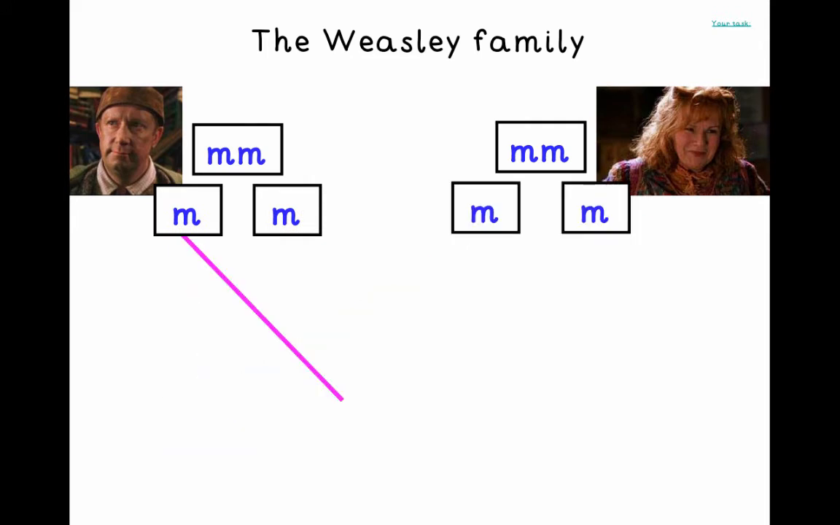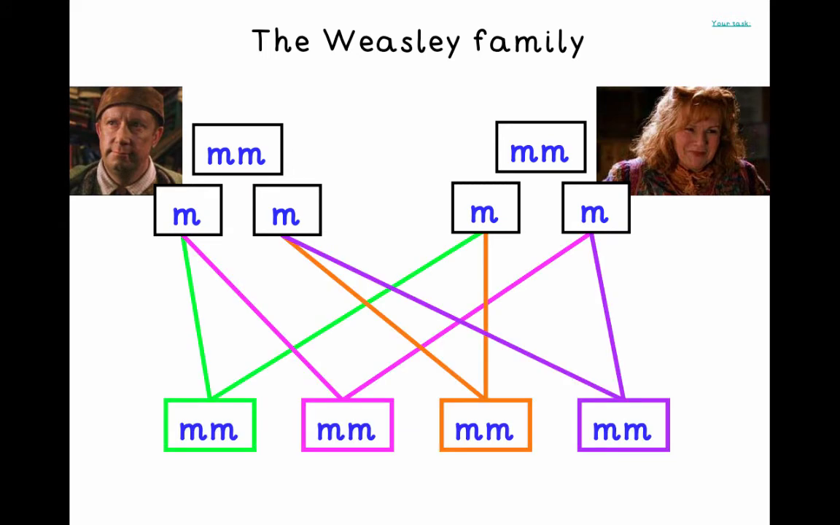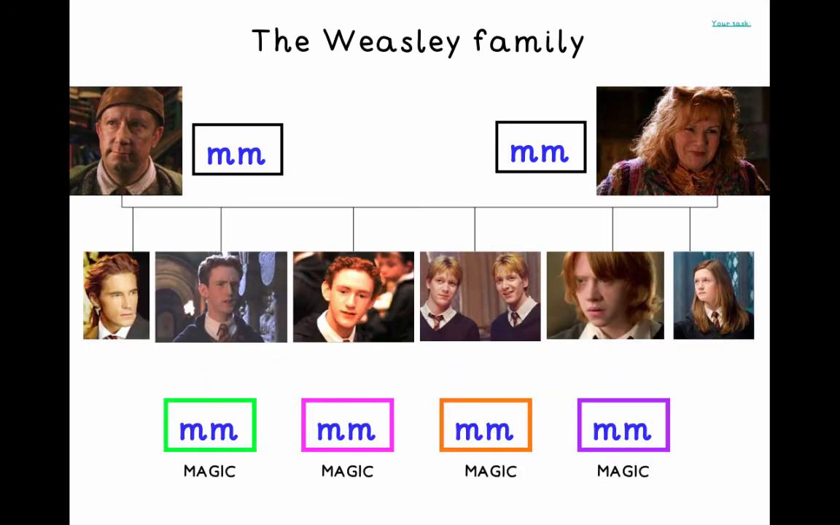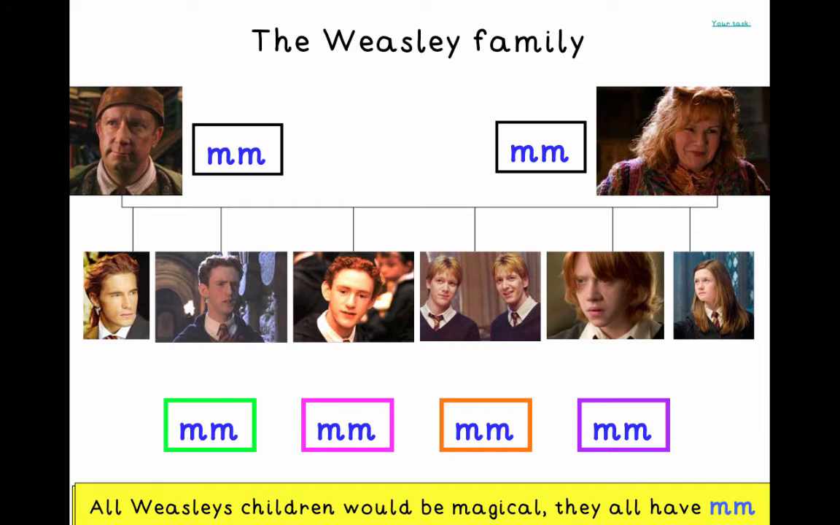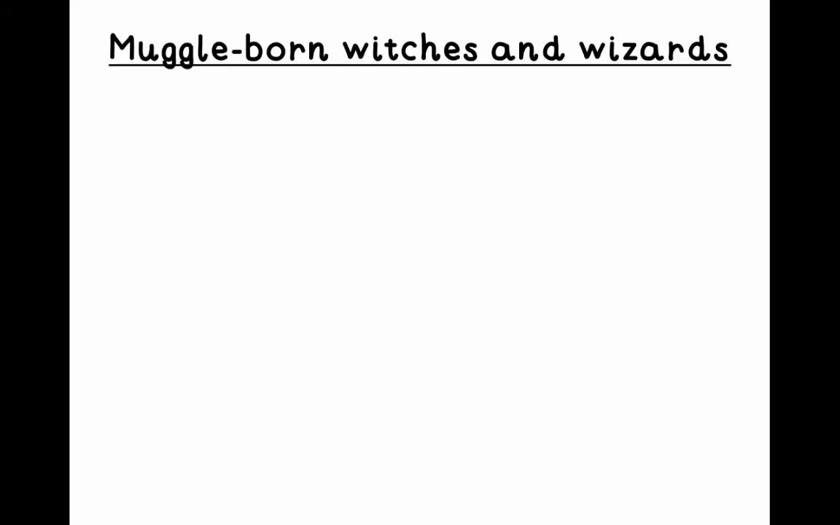So when they pass it on to their children, look at all of the possibilities that can be shown. All of them being magical. Is there a possibility for Weasley's children to be magical? Yes. All of them necessarily will be magical because there is no dominant muggle gene present there.